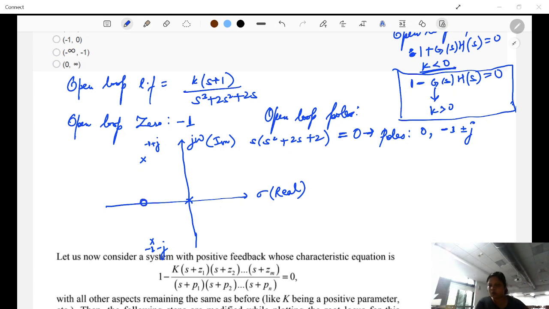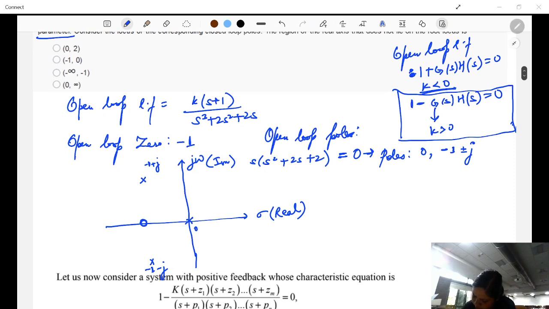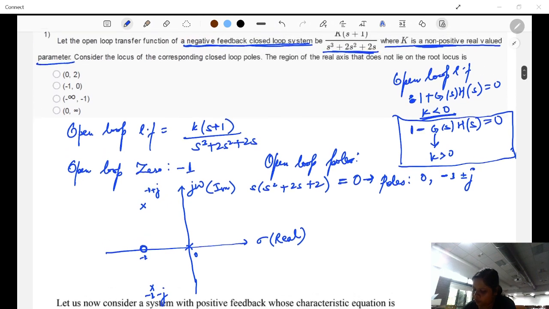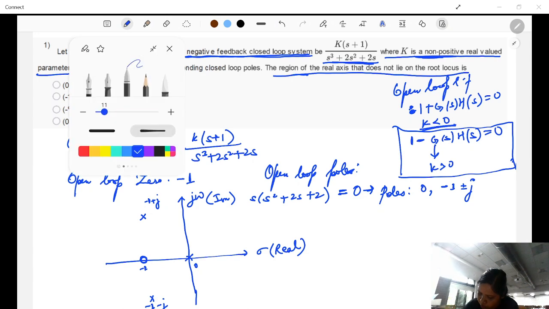All the zeros are denoted by circles and the poles are denoted by crosses. This is the general convention that we follow. So this is 0, this is -1, right? We want to find out the region on the real axis that does not lie on the root locus.